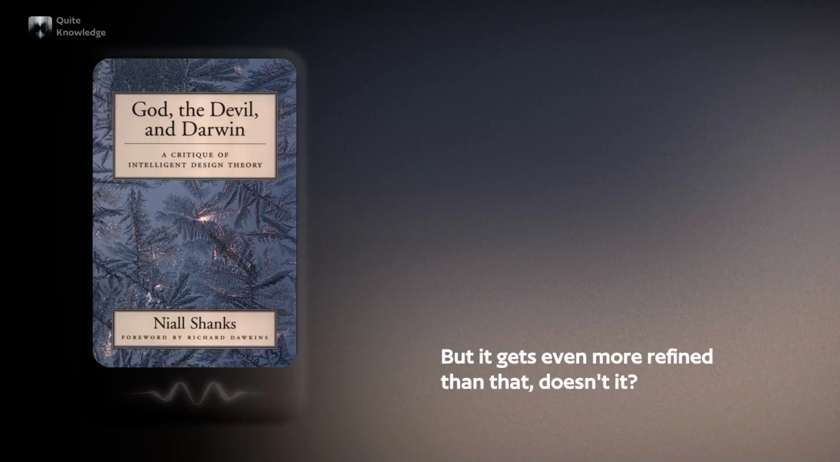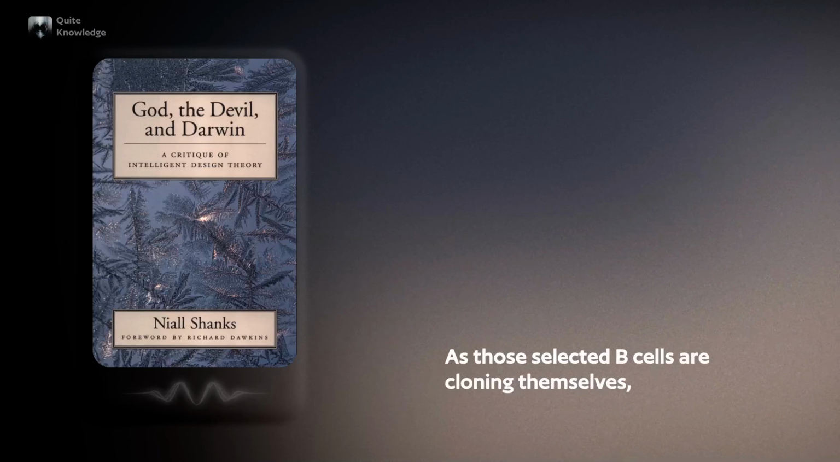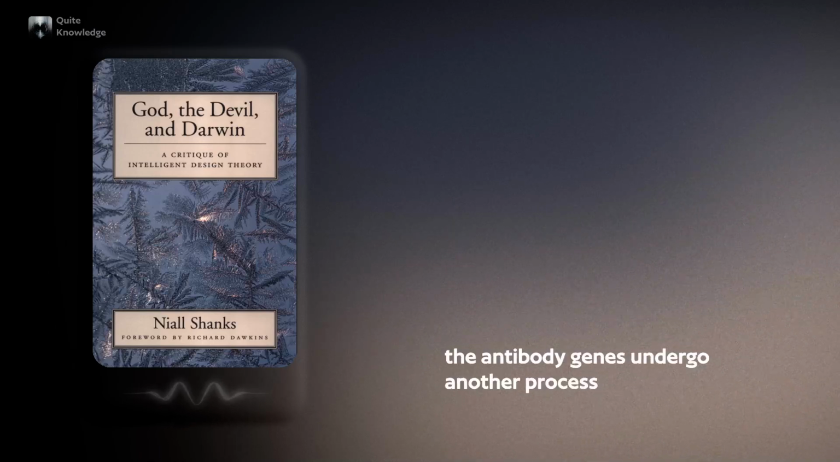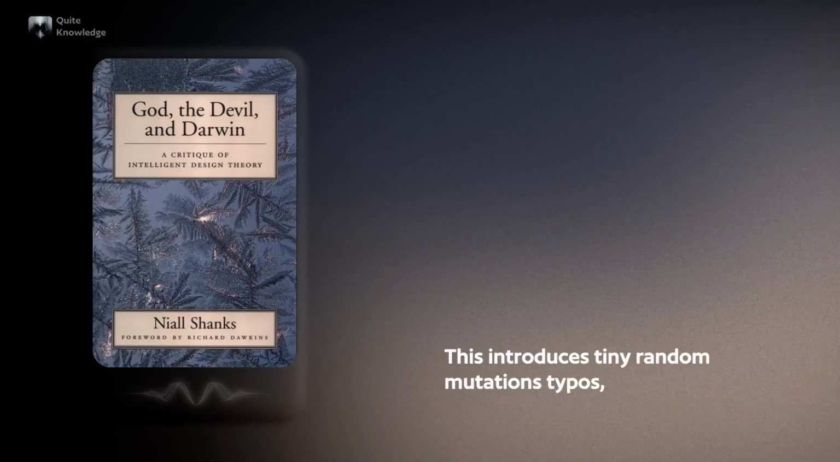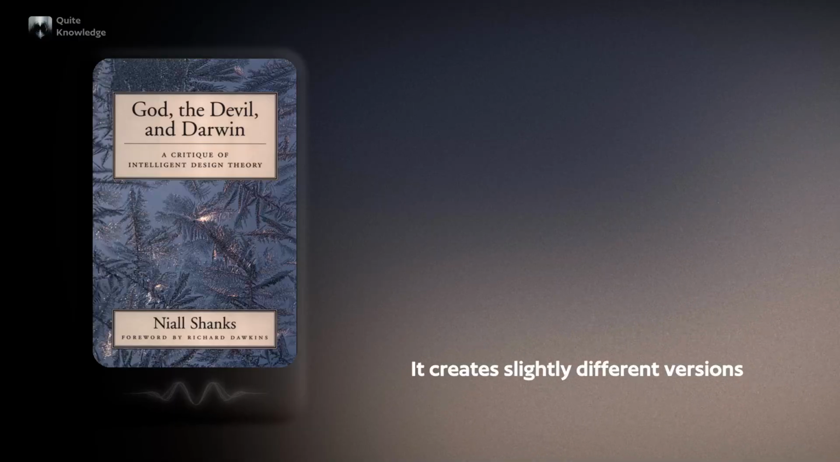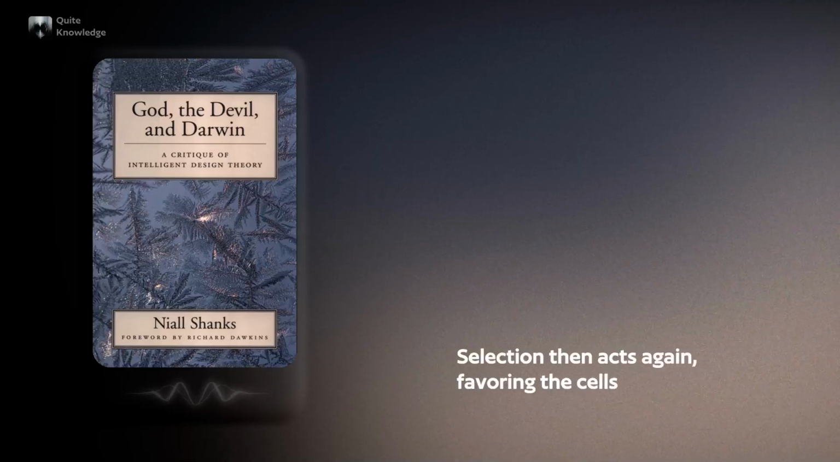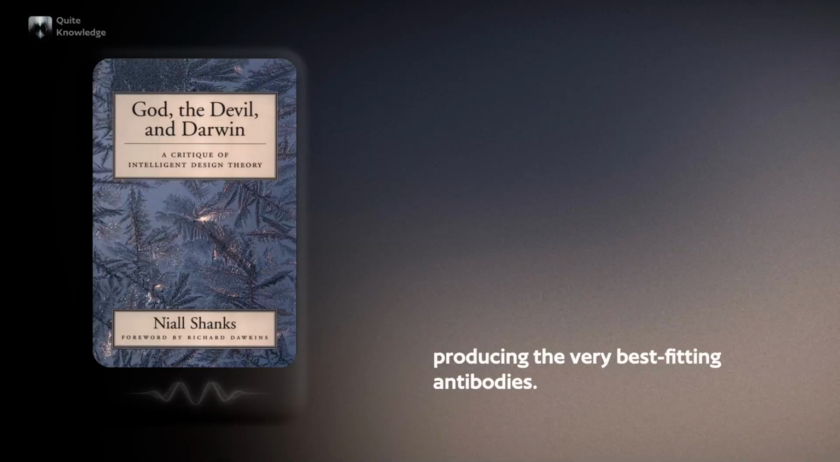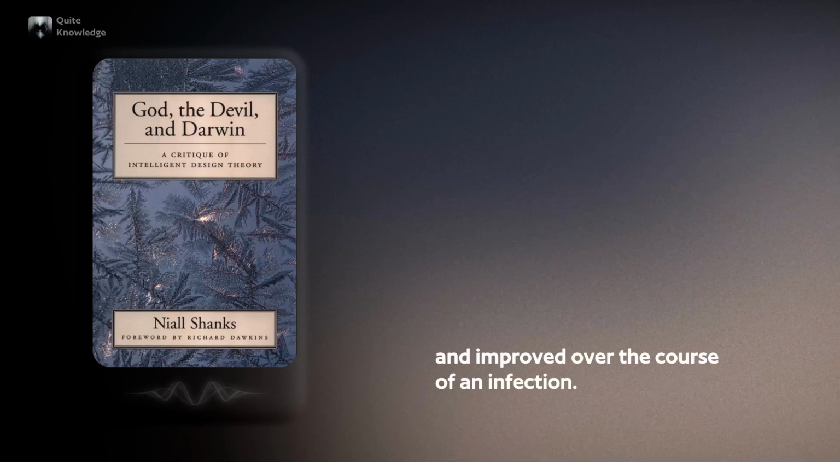But it gets even more refined than that, doesn't it? Something about hypermutation. Yes, this is amazing. As those selected B cells are cloning themselves, the antibody genes undergo another process called somatic hypermutation. This introduces tiny random mutations, typos essentially, into the antibody gene copies. Why do that? It creates slightly different versions of the already successful antibody. Some of these new versions might bind to the virus even better. Selection then acts again, favoring the cells producing the very best-fitting antibodies. So the immune response actually gets fine-tuned and improved over the course of an infection.